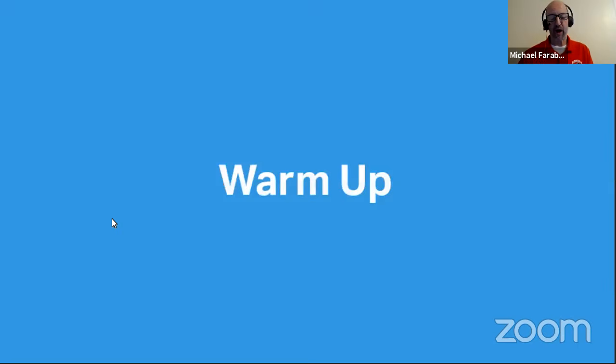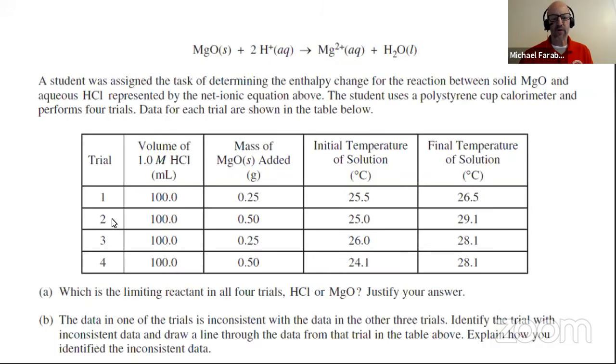For our warm-up problem, this would be the AP practice problem that I had assigned for homework on Friday. And so this particular laboratory situation involves calorimetry. A student was assigned the task of determining the enthalpy change for the reaction between solid MgO, magnesium oxide, and aqueous HCl, hydrochloric acid. Notice that the hydrochloric acid is HCl, but the net ionic equation is shown above. So chloride ions have been eliminated as spectator ions.